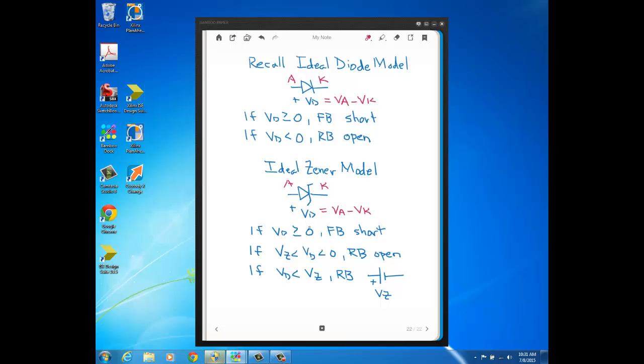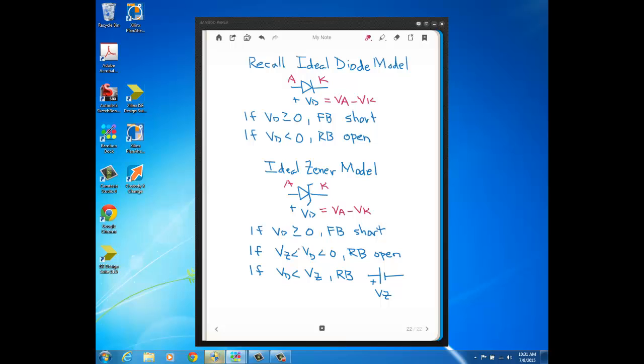So if it's a positive amount or equal to 0, it's forward bias, acting like a short. You see that's exactly the same as a non-Zener diode. What's different is the reverse bias region, because now you have two different regions with the Zener diode.